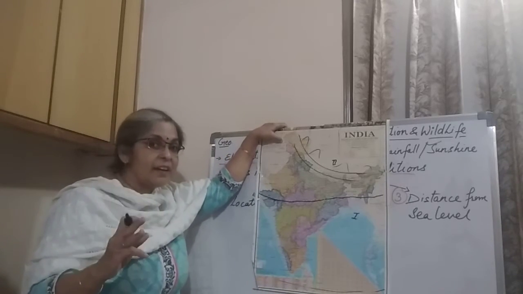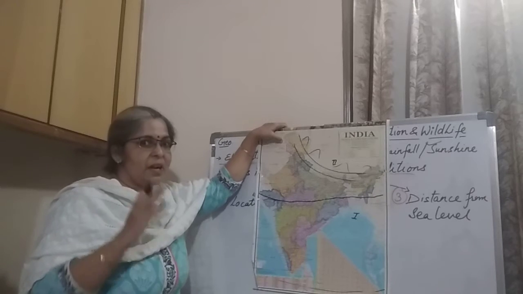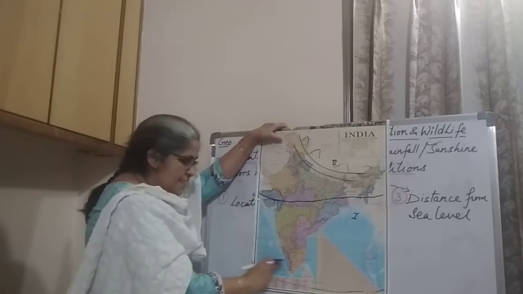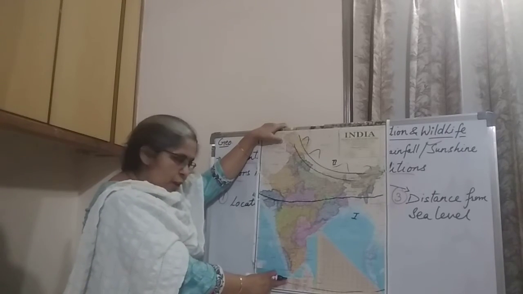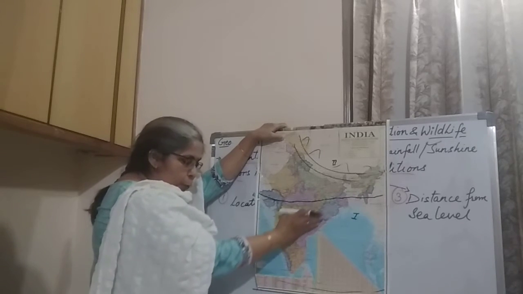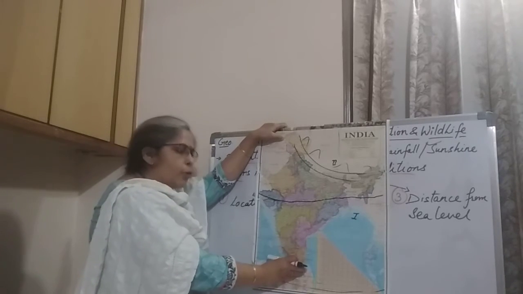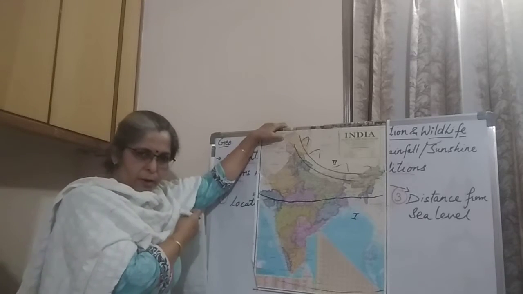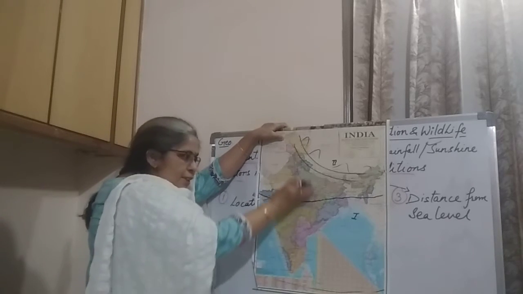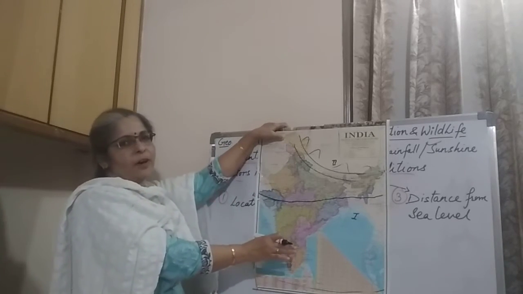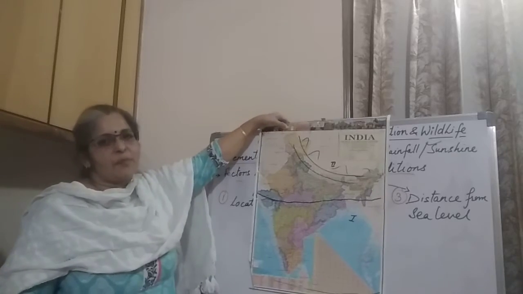Now the third climatic condition is distance from the sea level. I am covering that also. See, here we are having the Arabian Sea, here the Bay of Bengal, and down we are having the Indian Ocean. That's why the coastal line has a very moderate climate, not too hot, not too cold, or you can say always hot. A very humid climate is there. How? Because of the physical divisions of our country, or you can say the relief features of our country. So these are the climatic conditions.